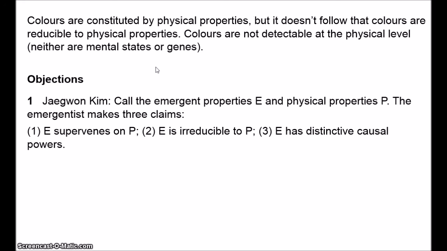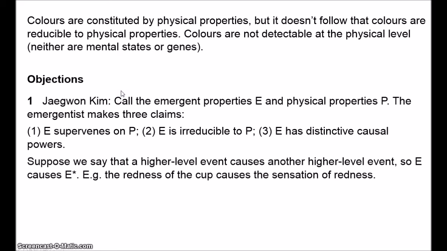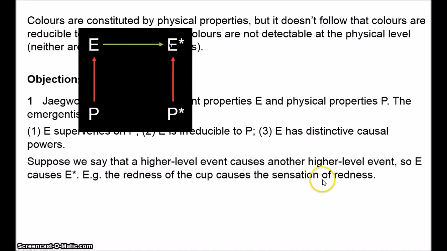Now Kim's argument is that this picture is unsustainable. Suppose we say that some higher level event causes another higher level event. So E causes E star. For example, we might suggest that the redness of the cup causes me to experience a red sensation when I look at the cup. That's surely a claim that the primitivist would want to make. Colours cause colour sensations. That seems obvious. So we might diagram the situation like this. These red lines here show the relation of supervenience. The green line shows causation.